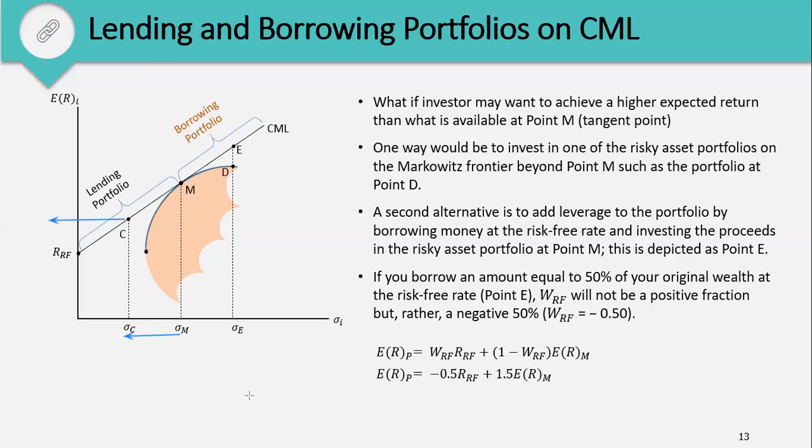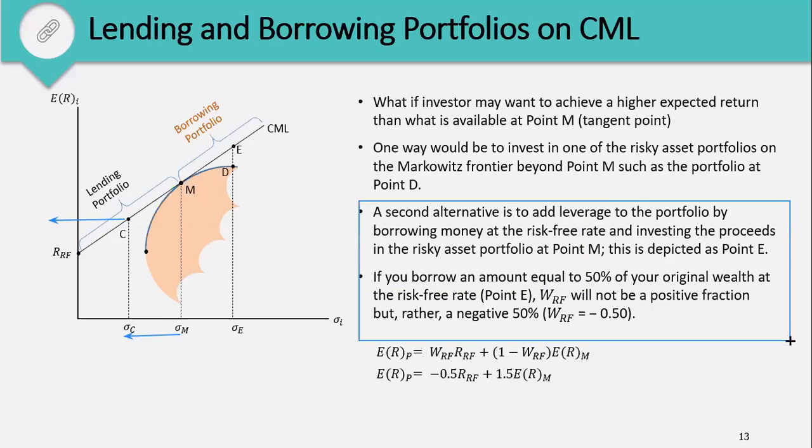Now if you look at the points that I have given, this point says that one way would be to invest in one of the risky portfolios on the Markowitz frontier beyond the point M, such as the portfolio at point D. Here it is less than the lending portfolio. Now here we are discussing a borrowing portfolio.